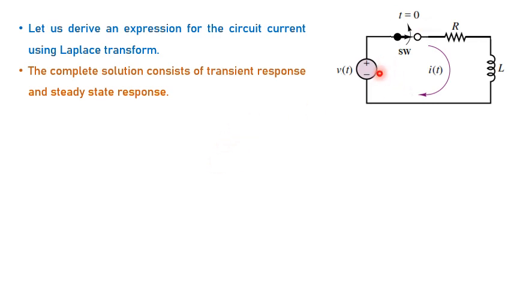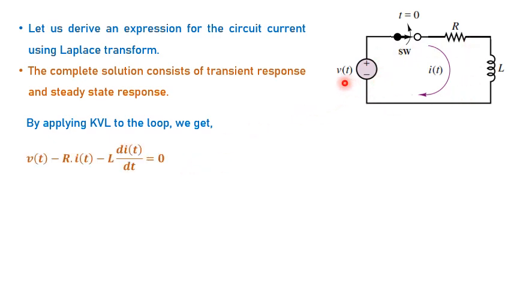So what will happen? This input supply will start to send a current through the circuit, and as we already discussed in the previous video, in the presence of an inductor, the current cannot instantaneously increase to the steady state value. Instead, it will slowly rise. So in order to derive the expression, let us write Kirchhoff's voltage equation for this loop.